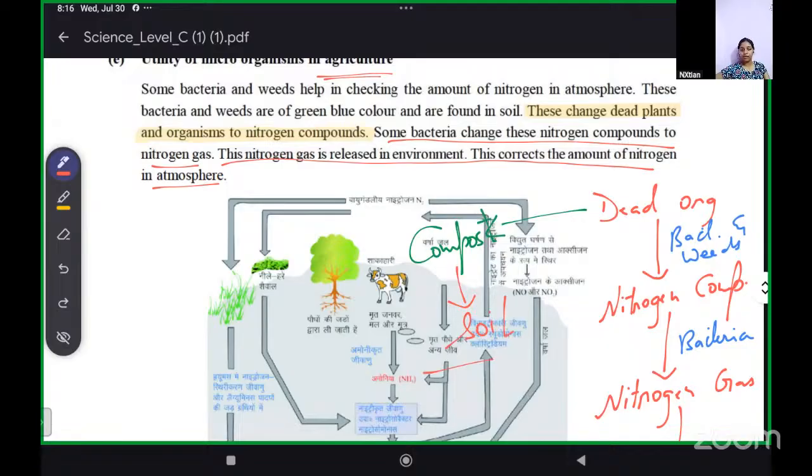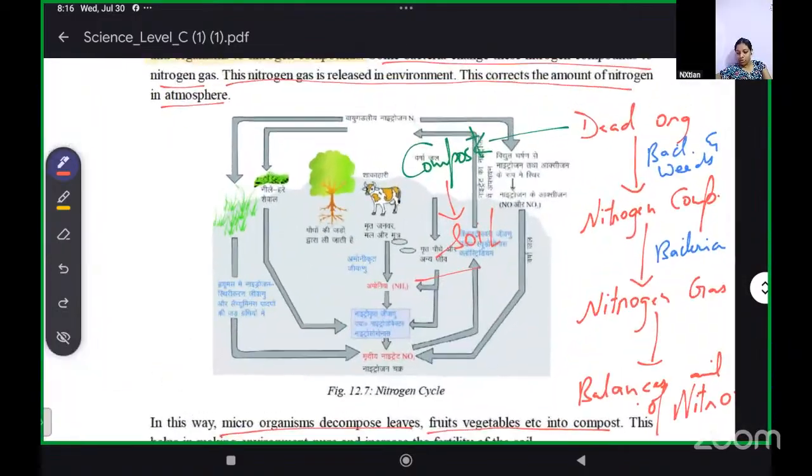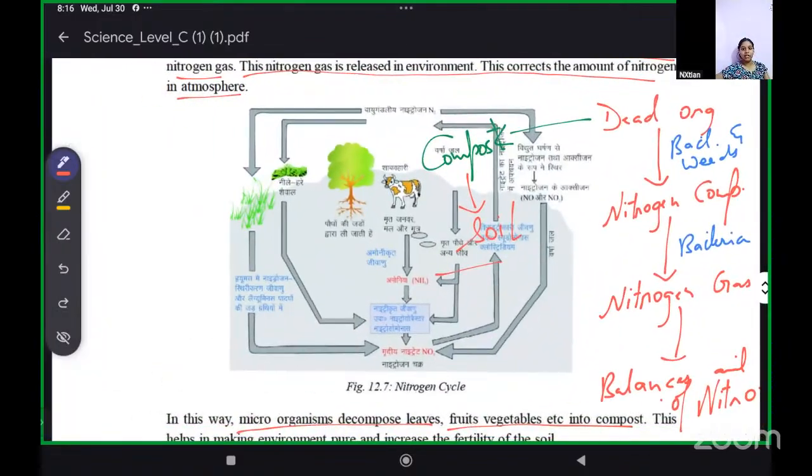Understood now. This is the whole process. It works as a cycle, and it is called the nitrogen cycle. The whole process is known as the nitrogen cycle.